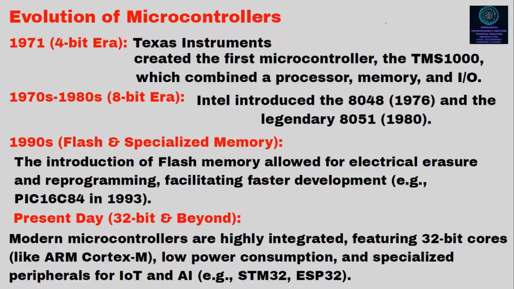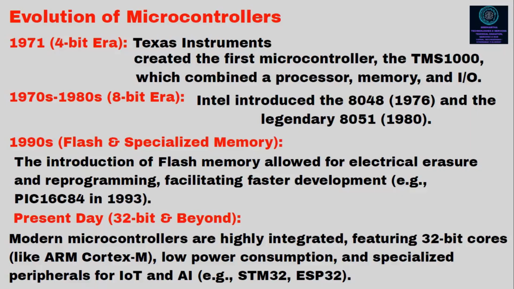Next slide, we will see the evolution of the microcontroller. We have to understand what is a microcontroller. In 1971, the first 4-bit, we call it the 4-bit era. A 4-bit microcontroller was introduced, that is TMS 1000, by Texas Instruments. In 1970-80, in between that, the 8-bit era was introduced. That is 8048 in 1976, and the legendary 8051, which we study today also. That is 8051. That came in 1980.